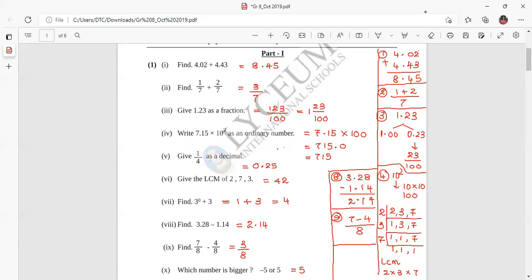So then question number 3, decimal into fraction, right? So that's the conversion you should do. That 1.23, I segregated it, 1 and 0.23.